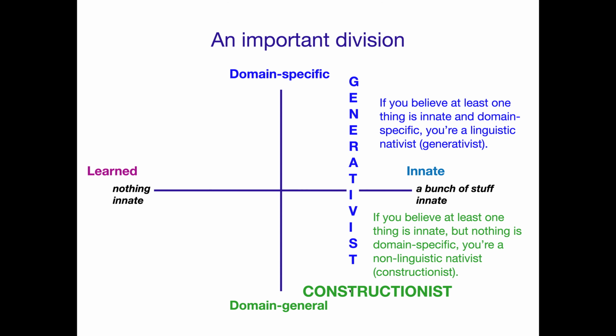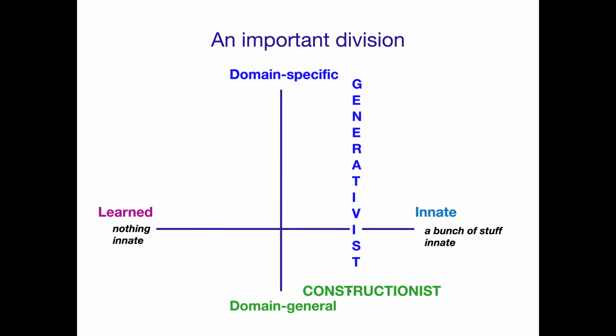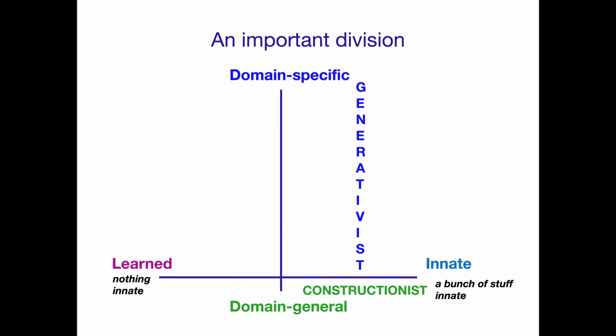So generativist versus constructionist. In some sense, this axis looks like this. You can have nothing domain-specific, or at least one thing, all the way up to a whole bunch of stuff. If you believe at least one thing is innate and domain-specific, you're a generativist. It's actually pretty easy to be a generativist, versus being a constructionist, where you think everything is domain general and nothing is domain-specific.